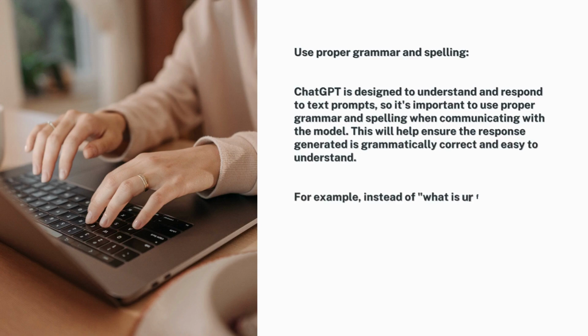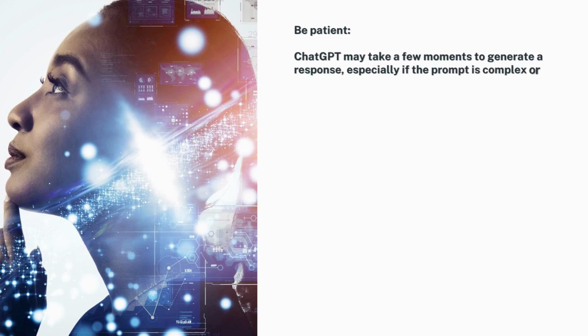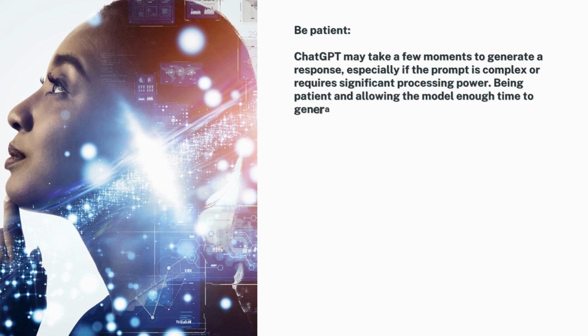For example, instead of "What is your favorite book?" you can write, "What is your favorite book?" Be patient. ChatGPT may take a few moments to generate a response, especially if the prompt is complex or requires significant processing power. Being patient and allowing the model enough time to generate a response is essential.